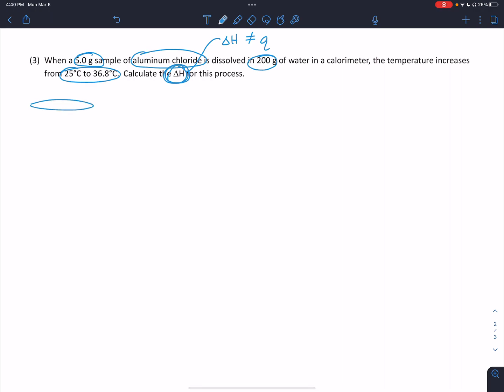So let's start again with our beaker. Again, we're going to have water in here. So this is our H2O, and in here we have a mass of 200 grams.